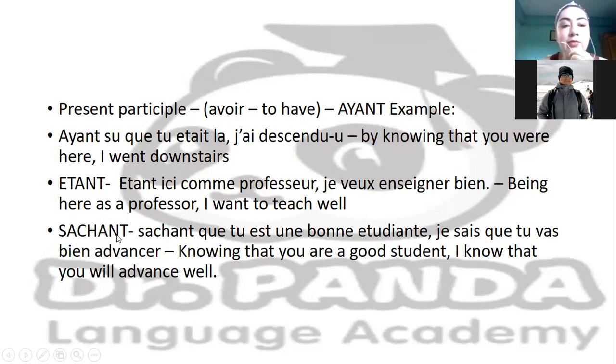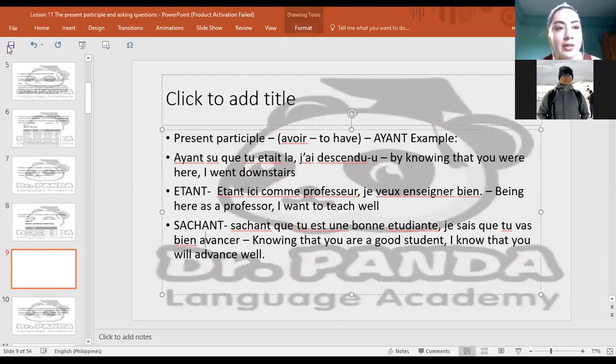Okay, and then next verb, which is sachant. All of these are in the present participle. So knowing that you were a good student, I know that you will advance well. So in French, sachant que tu es une bonne étudiante, je sais que tu vas bien avancer. Okay, sorry, this is not avancer with a D. It's avancer without a D. Sorry, I'll just correct it.